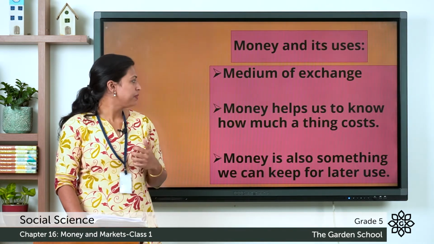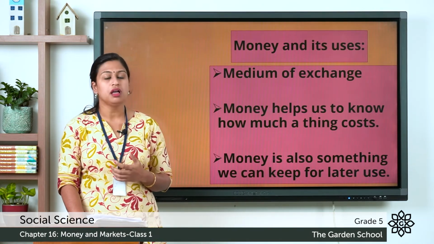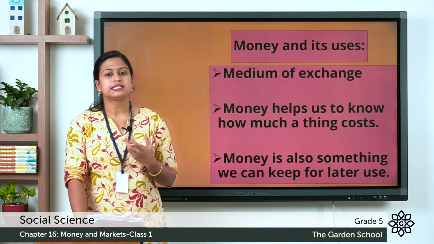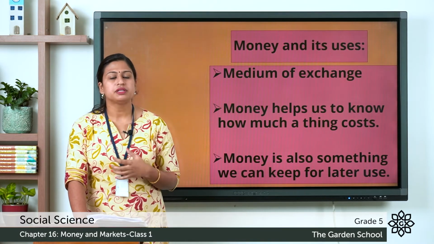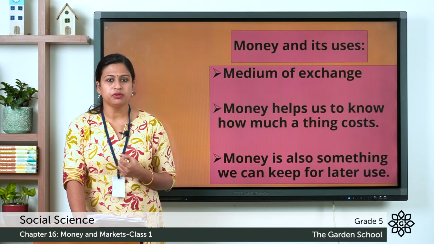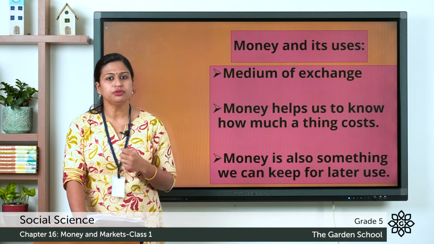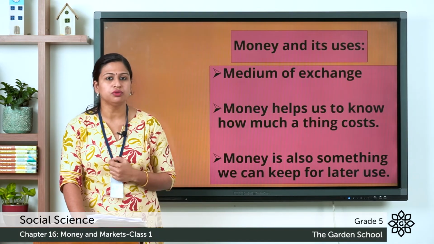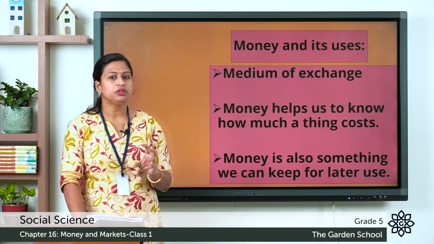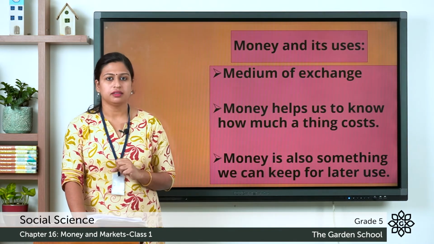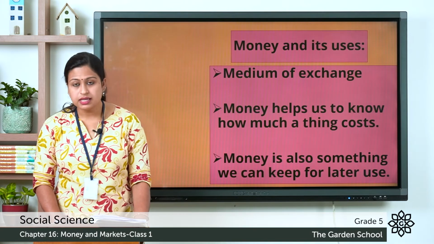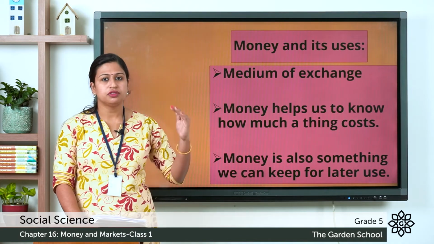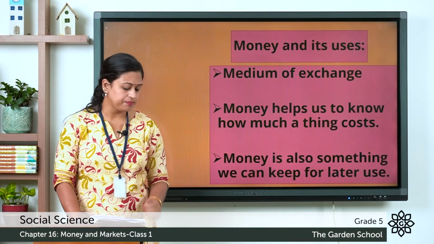The second point is, money helps us to know how much a thing costs. For example, when you go to a market to buy a pen, you might spend around 10 rupees. But when you go to buy a story book, it might cost around 200 to 300 rupees. So you can see the difference in amount you spend for these two items. So the money tells you the cost or the value of that particular thing. Third point is, sometimes we can keep money and use it for future use. So these are the 3 uses of money.